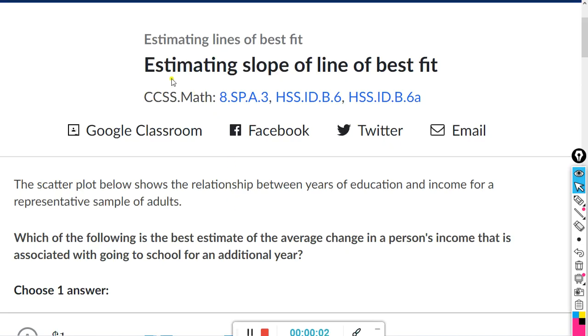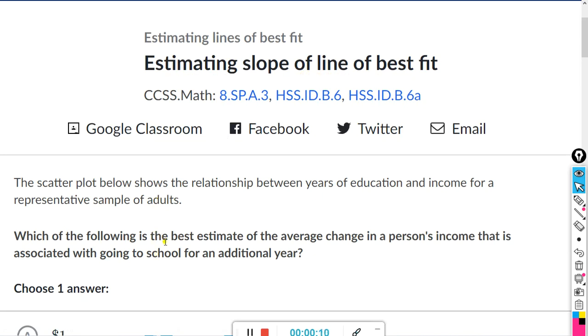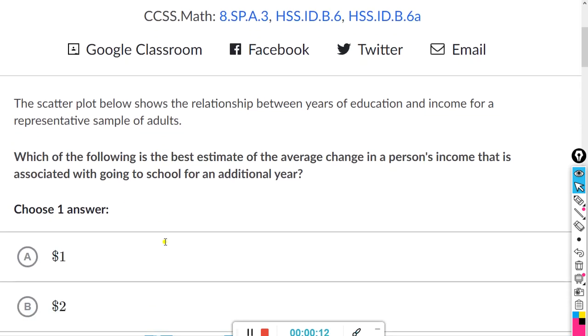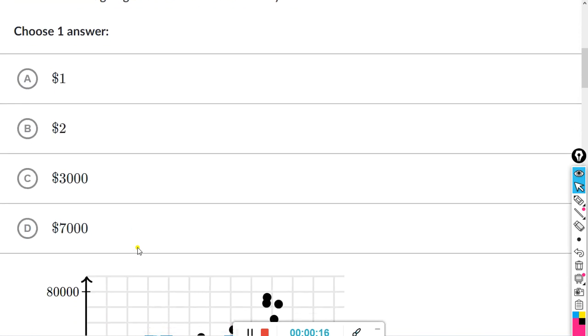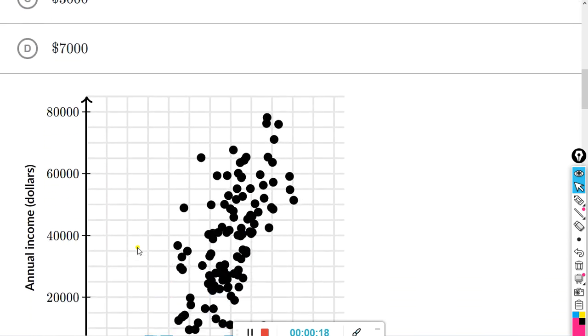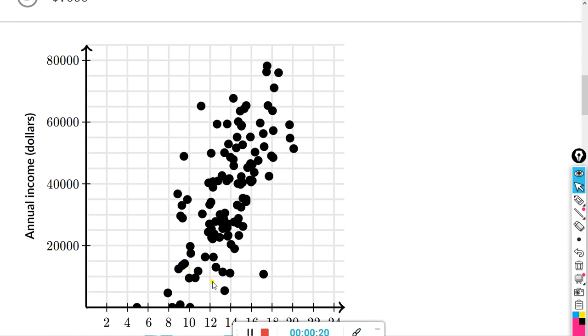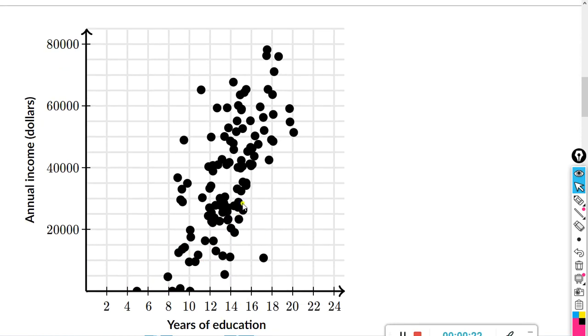This will be for the assignment, estimating slope of line of best fit. You can read the write-up if you want, but in every case, you're basically just going to be finding the slope. It looks like it's multiple choice. All right, so let's see here.